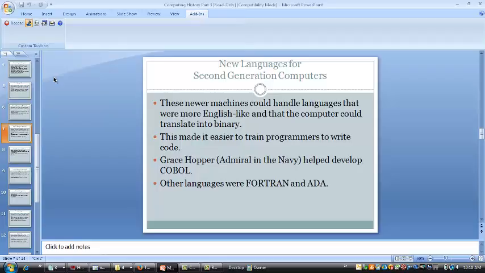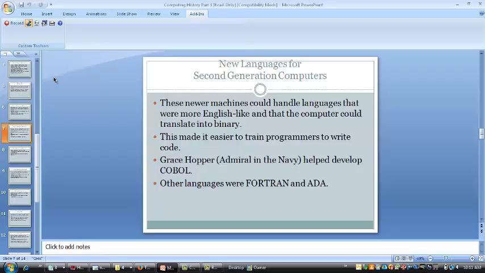in the Navy, died not too long ago actually. And she helped develop the most popular first high-level language for businesses called COBOL. So a few other languages, and she worked for the Department of Defense. They were big into developing these languages because they had a lot of uses for these big computing devices from the Mark I to whatever. They saw the potential in computers for them. So Grace Hopper helped develop COBOL. The DoD also developed Fortran and Ada.